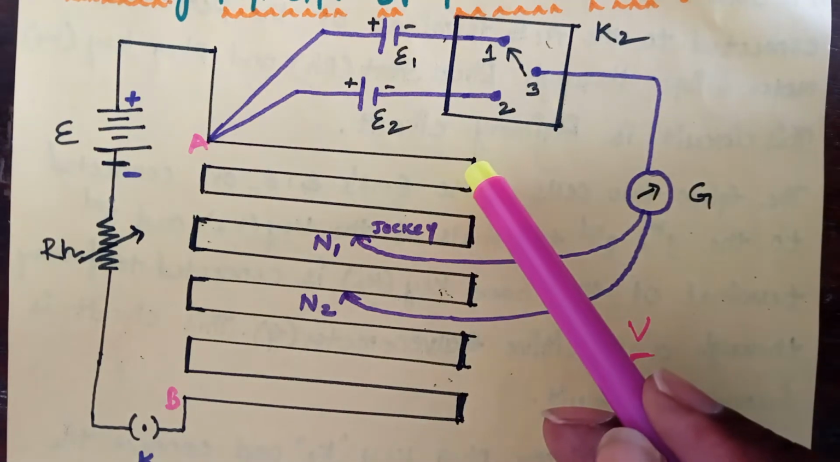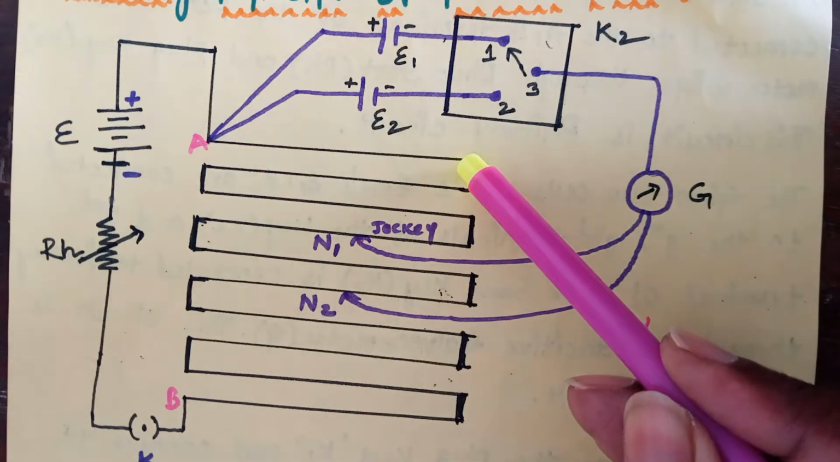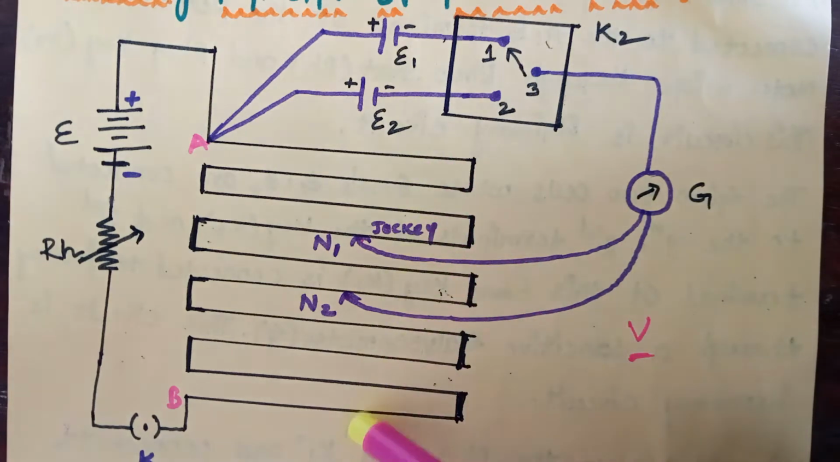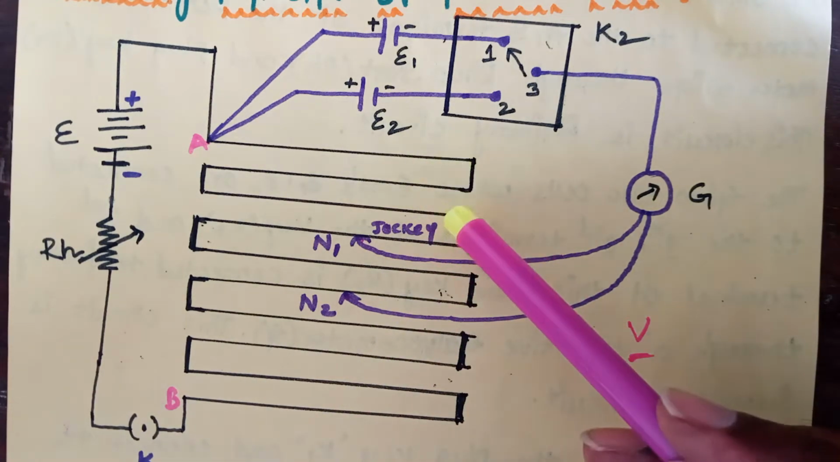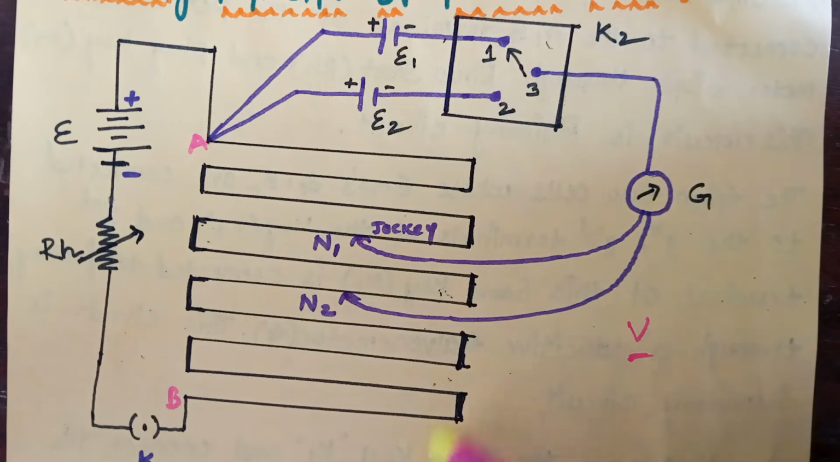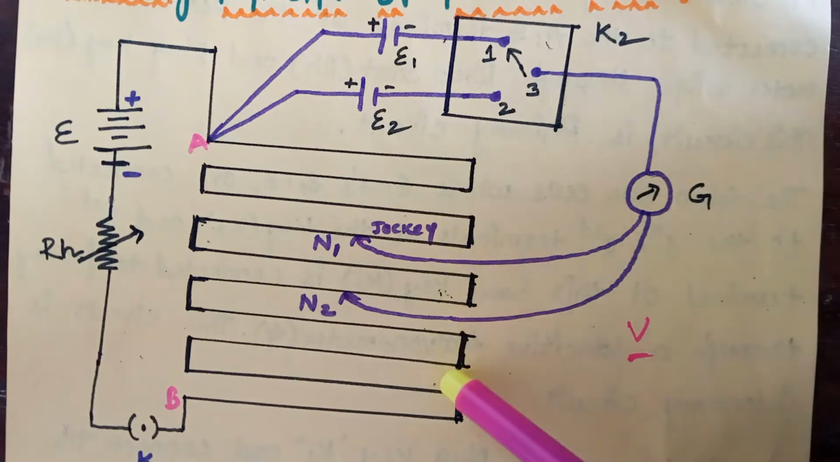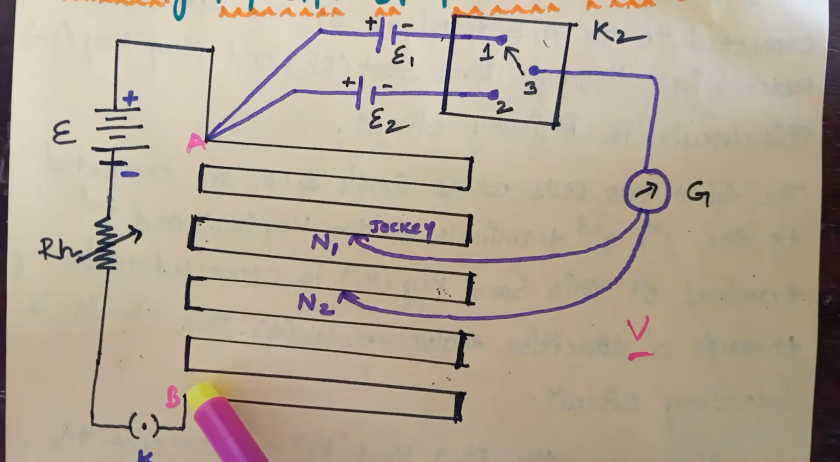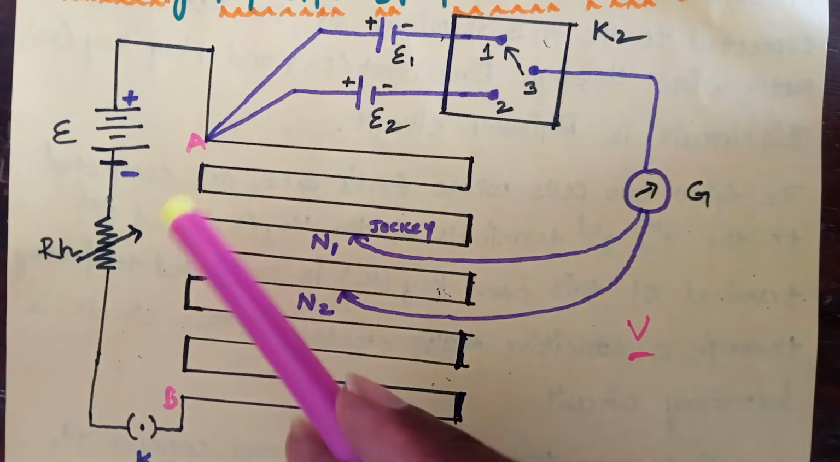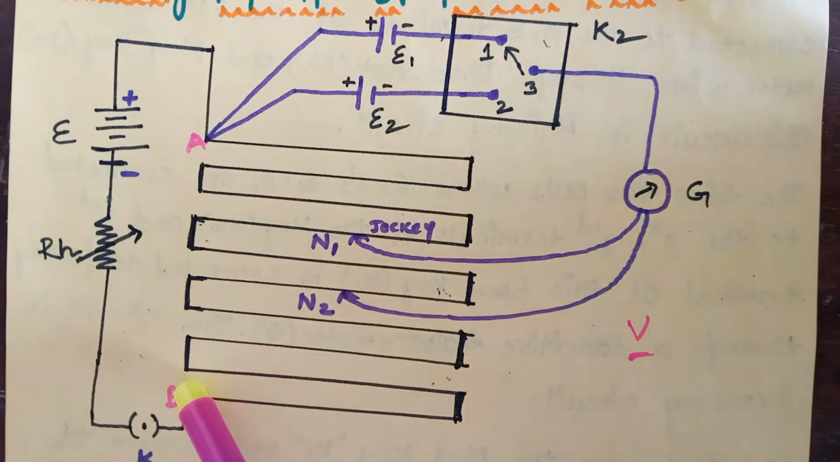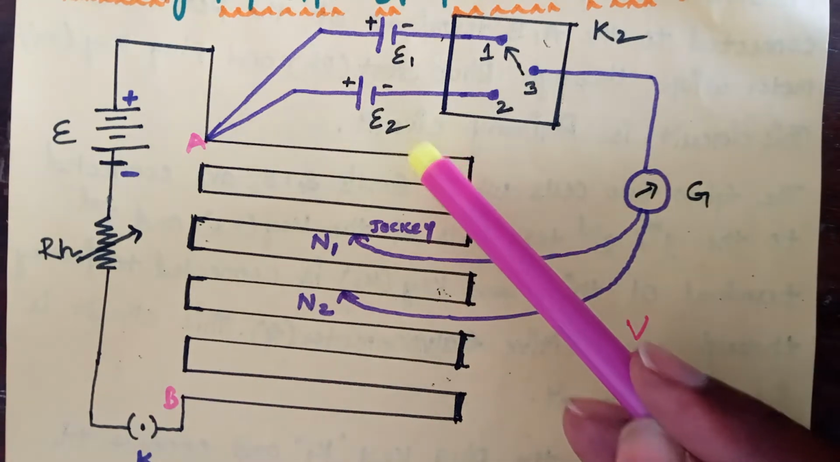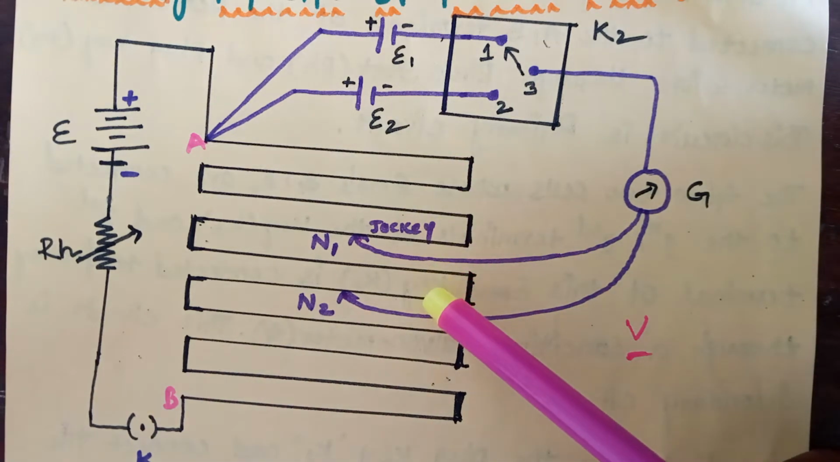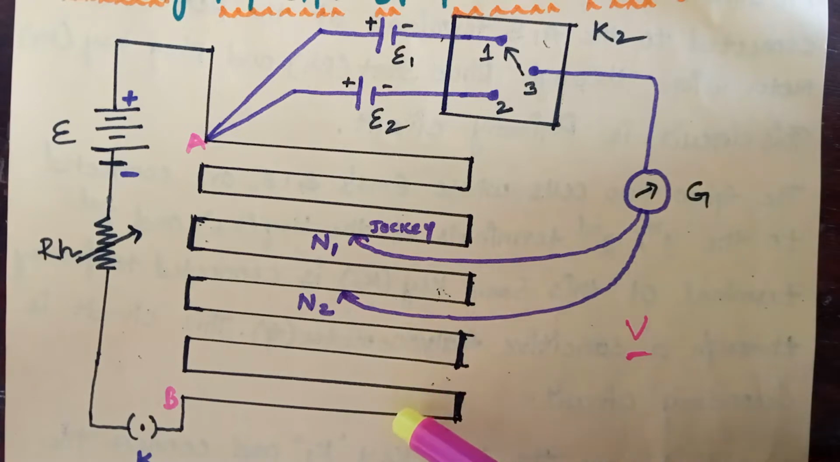Potentiometer consists of 10 meter length of manganese wire. So this is the manganese wire. The length of the manganese wire is 10 meters. So potentiometer consists of 10 meter length of manganese wire is fixed. This wire is fixed on 1 meter wooden plank between the terminals A and B in the form of 10 segments. 1, 2, 3, 4, 5, 6, 7, 8, 9, 10.